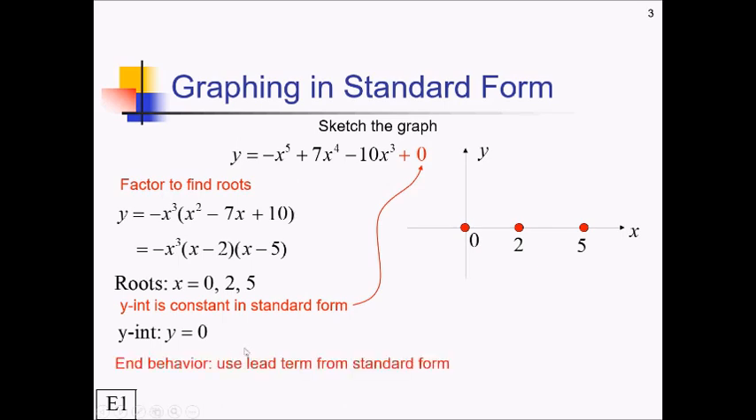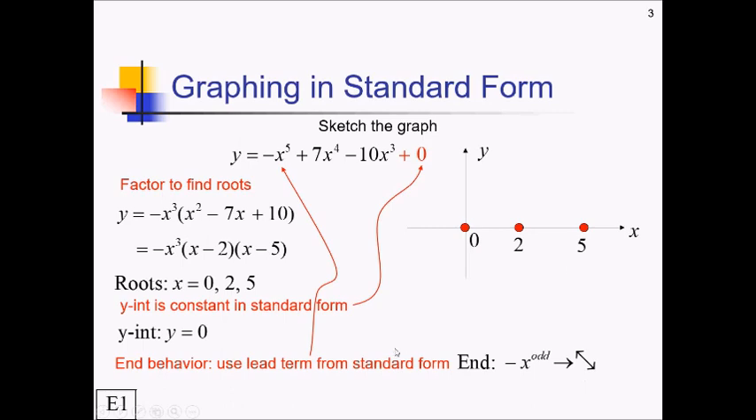So checking out the lead term for standard form, that would be this negative x to the fifth up here. This in general is a negative x to an odd power. If we have negative x to an odd power, that means we basically have a negative line, a line sloping down for that end behavior. So we're starting above the x-axis and ending below the x-axis.